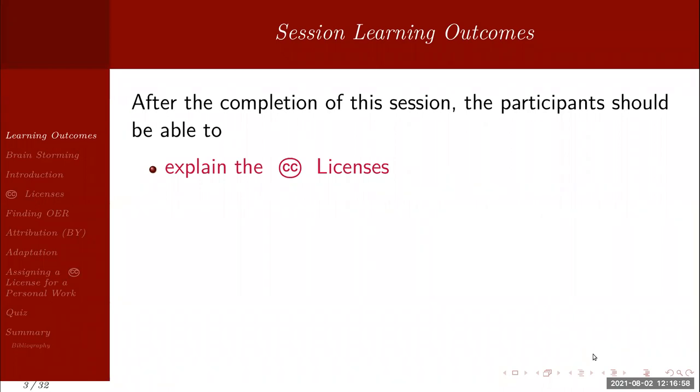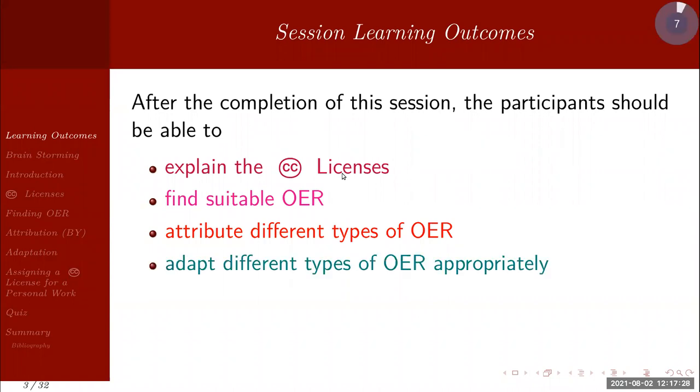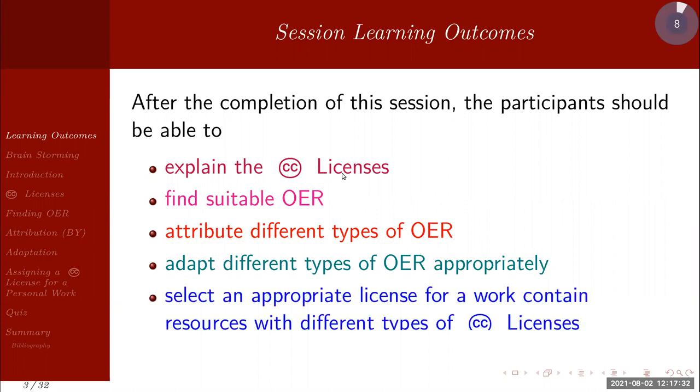There are certain session learning outcomes. I'm hoping that after the completion of this session, you will be able to explain CC licenses, Creative Commons licenses. Also, you should be able to find suitable open educational resources. You will be able to attribute different types of open educational resources, adapt different types of OER appropriately, and select an appropriate license for a work containing resources with different types of Creative Commons licenses. So these are the five session learning outcomes.